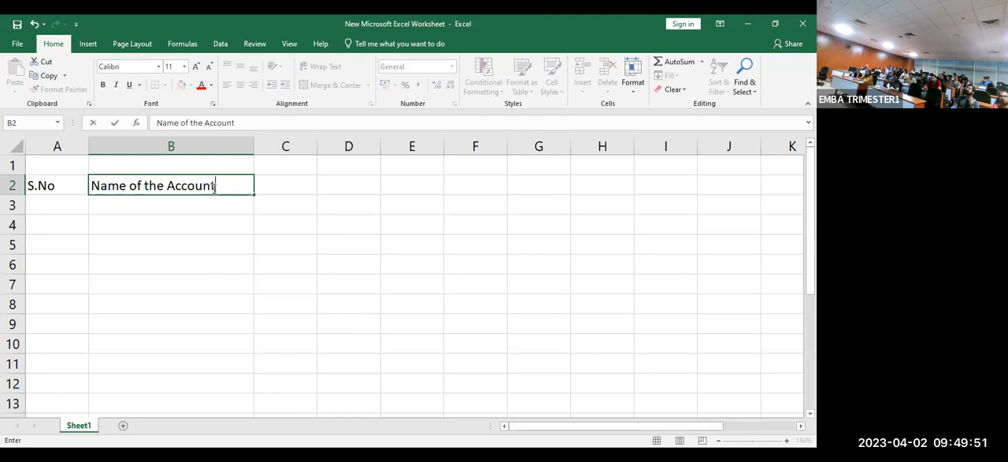Arithmetic. The total is 11,100, but you wrote 11,000. Is that not an arithmetical error? Madam, 12 entries are there. 11 times thousands are there. One time 100 is there.